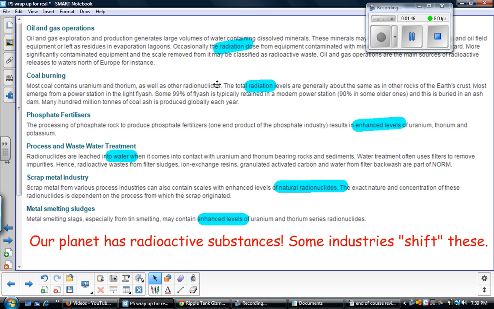Most coal contains uranium and thorium. So an industry that uses coal and burns it to create electricity can create waste that's radioactive, even though, again, they aren't intentionally using radiation to accomplish a purpose. And you can see I have other examples of that on here. So radioactive materials and half-lives and radioactive wastes are a pretty important part of our medical industry and of our industrial industries.